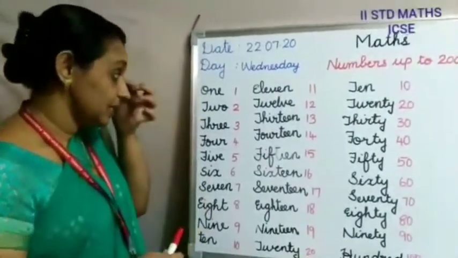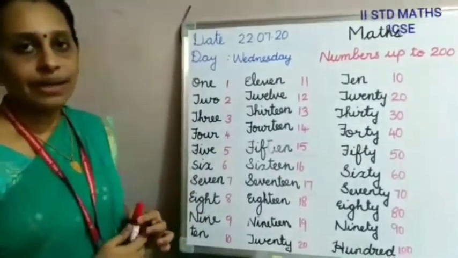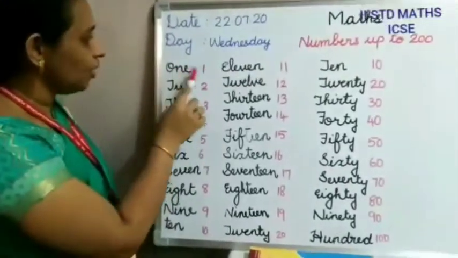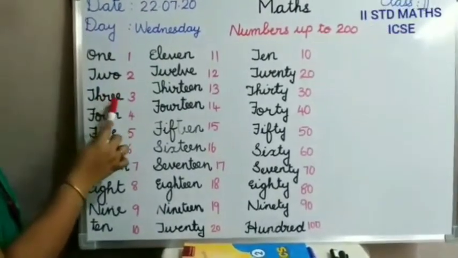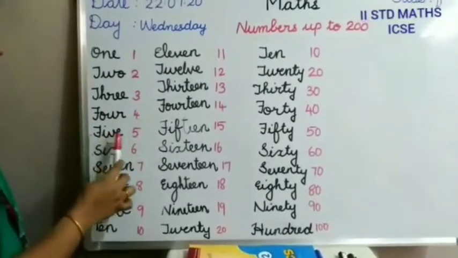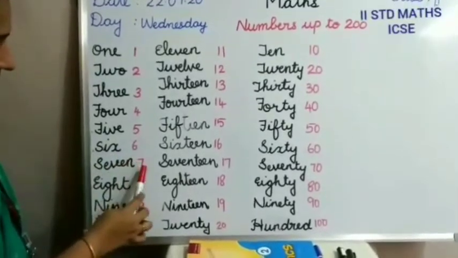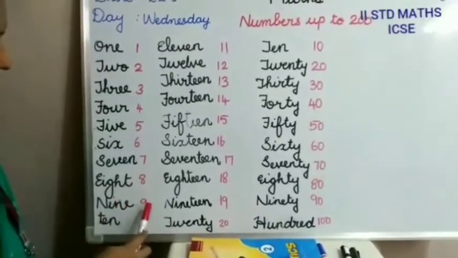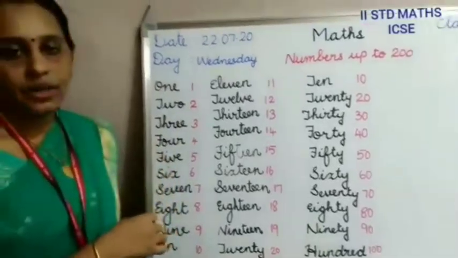Next we are going to see about number names. Children, you know what number names are? Number names represent numbers in words. See here, what is the spelling of 1? O-N-E, 1. T-W-O, 2. T-H-R-E-E, 3. F-O-U-R, 4. F-I-V-E, 5. S-I-X, 6. S-E-V-E-N, 7. E-I-G-H-T, 8. N-I-N-E, 9. T-E-N, 10. These numbers you already learned in your first standard.